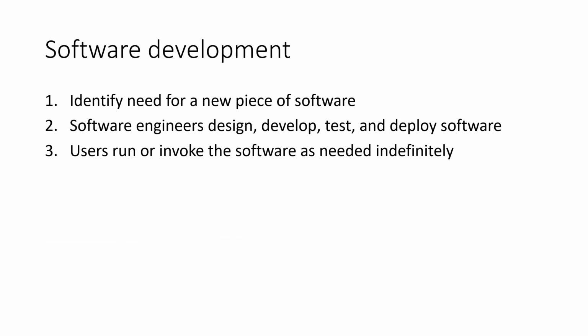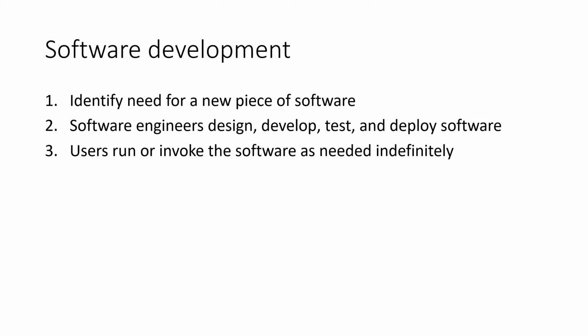So in an ideal world, software engineering would go like this. We would identify the need for a new piece of software, then we would design and implement that code, maybe test it, and then put it to work. And then users would just run that software that solves that specific problem indefinitely, forever. So this would be great, but it doesn't work for all but the simplest pieces of software.